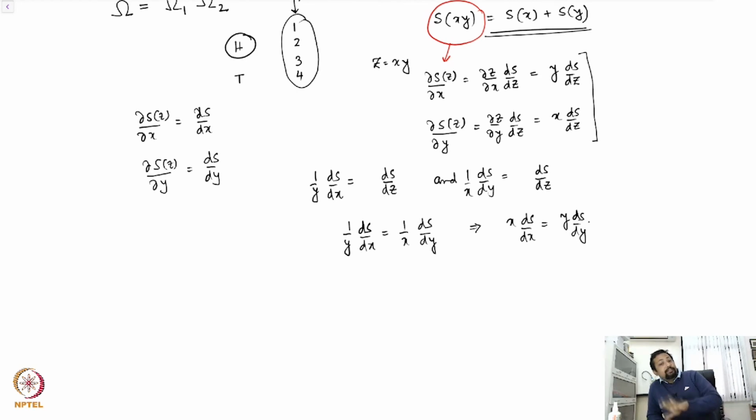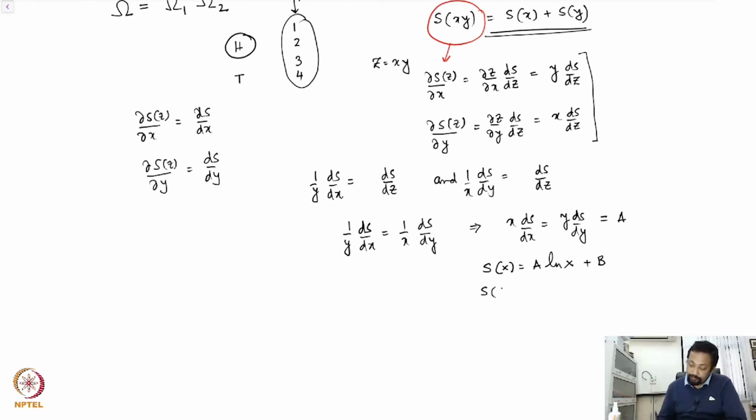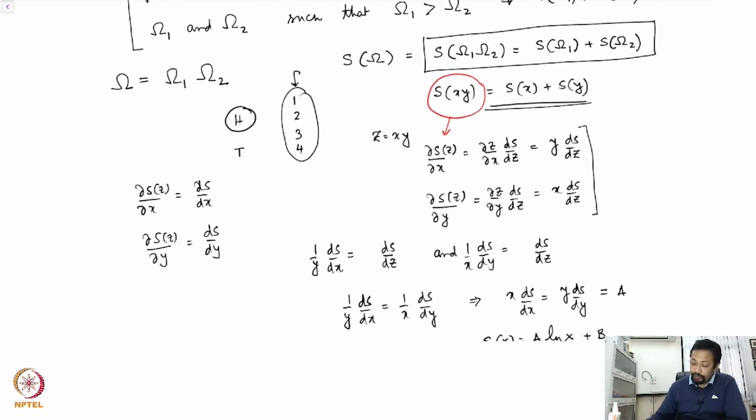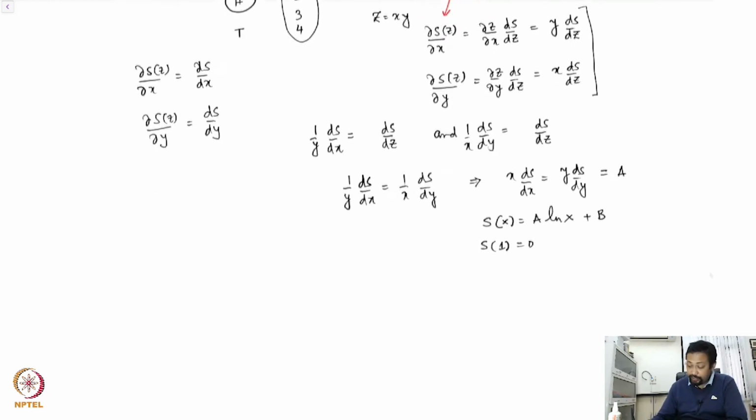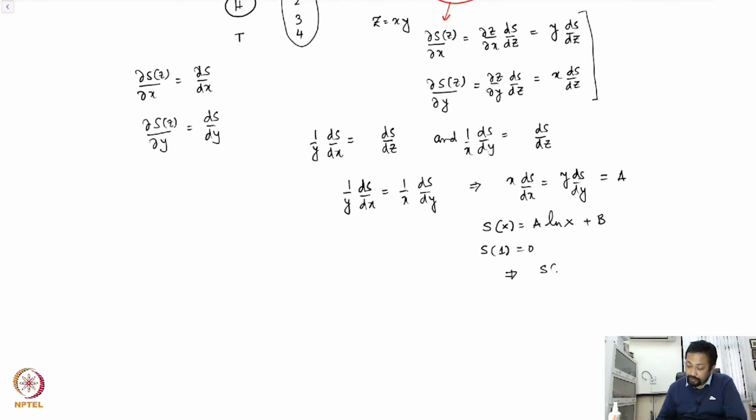Now the left hand side is a function of x, the right hand side is a function of y, and therefore this can only be a constant, which means that S of x can be a ln x plus b. Since S of 1 is equal to 0, the condition that we have written down over here, that if omega is equal to 1, the uncertainty associated with it vanishes, it follows this would imply that S of x is a ln x.